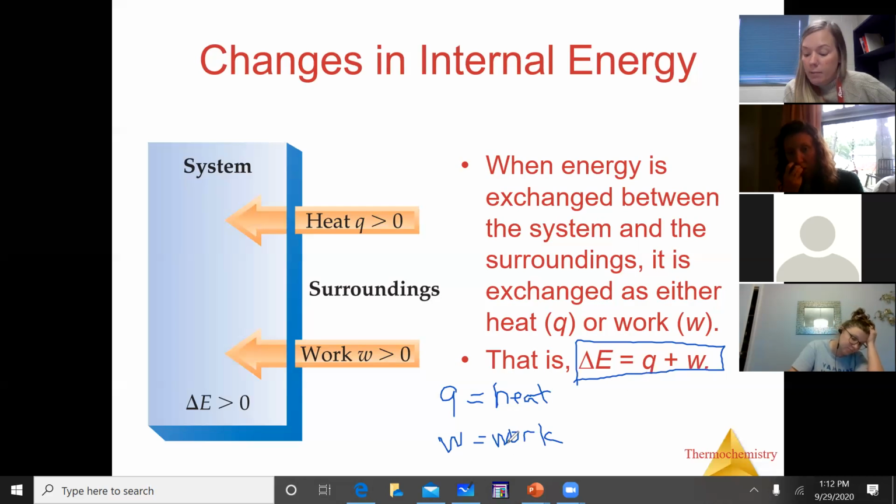Now, the sign is really important on both of those because they tell us which direction they're flowing. So if they're positive, positive heat means that heat is moving into the system. That would be endothermic. Negative Q means heat is moving out of the system. As far as work is concerned, positive means work is being done on the system. Negative W means that the system is doing work on the surrounding environments, or it's losing energy by doing work.